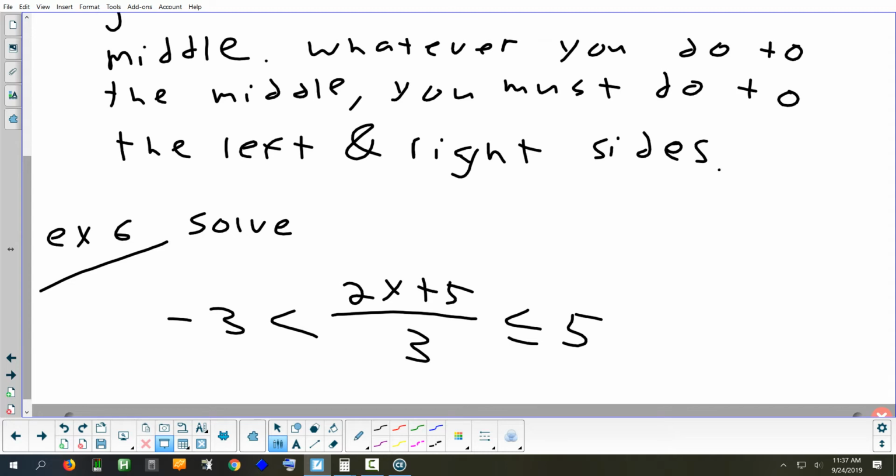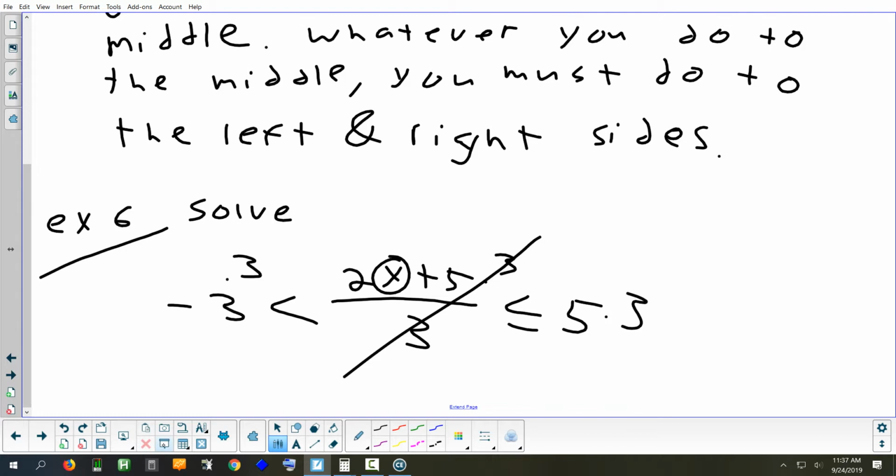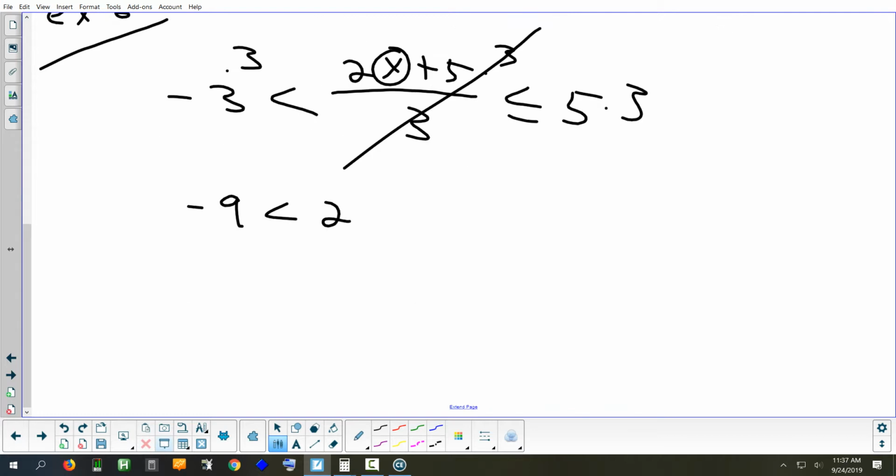But let's look at this one. So it says negative 3 is less than (2x plus 5) divided by 3. That's all in the middle. Less than or equal to 5. Okay, so my goal is to get that by itself. What's the first thing you would do? Yep, multiply everything by 3. There, you just cancel them. What's negative 3 times 3? Negative 9. Less than 2x plus 5. And 5 times 3? How come I didn't have to flip anything? I didn't multiply by a negative.